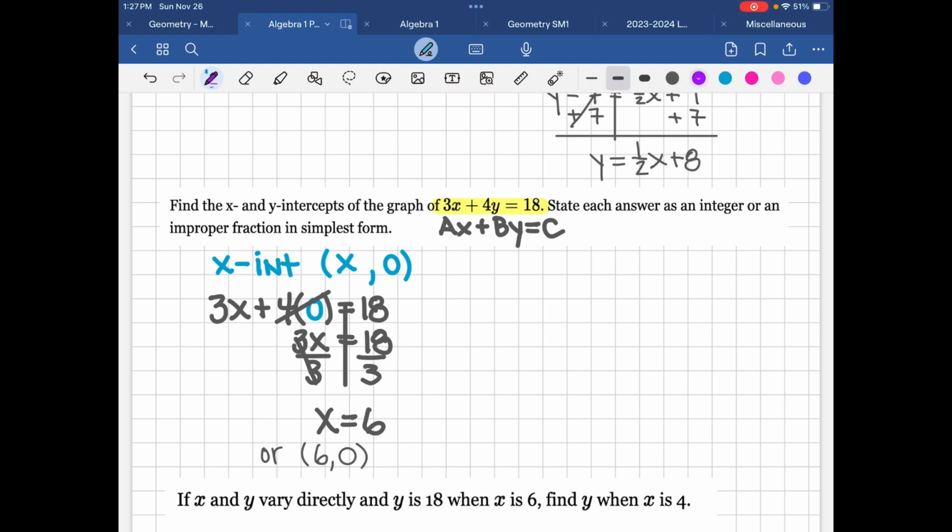To do the y-intercept, oh, don't tell me it did it again.